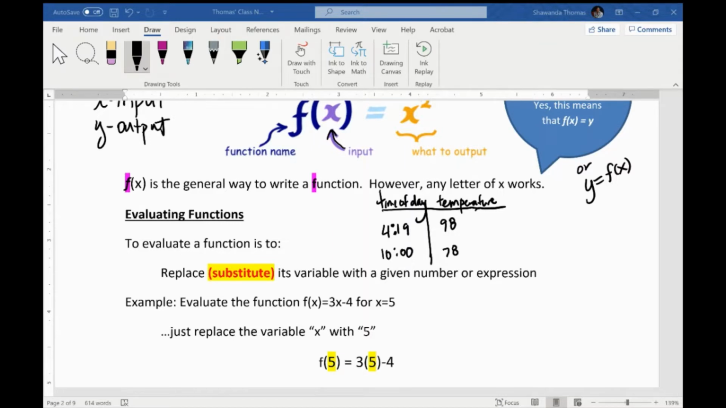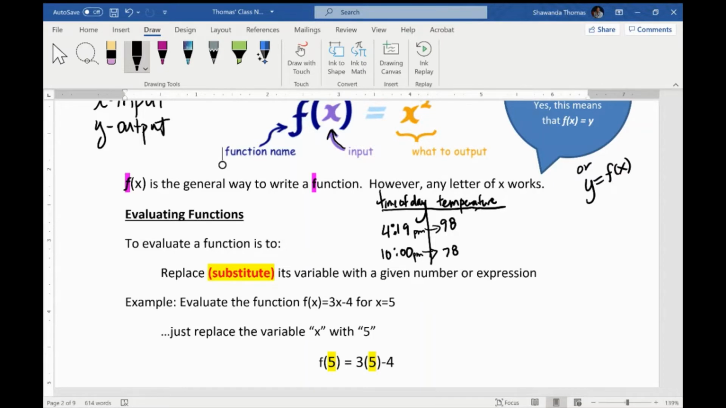Right? It's either going to be what it is, or it's just going to be what it is. It's not going to be two. It's not going to be 10 degrees at the same time. It's going to be 78 degrees. So your 1 x, for example, if it was 4:19 p.m., it's only going to go to 98. It's not going to go to two different temperatures. Your 10 o'clock is only going to go to 78. It's not going to go to also 10 or to 55 or to 105. It's only going to go to 1 y. That's a function.